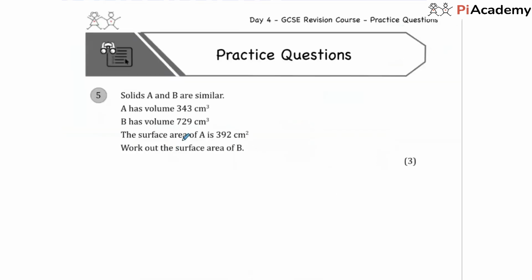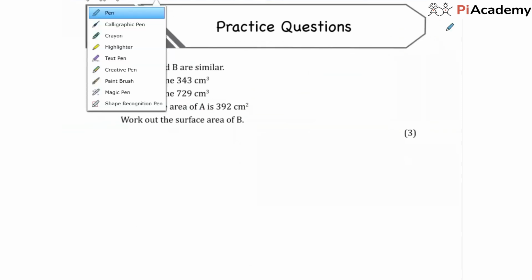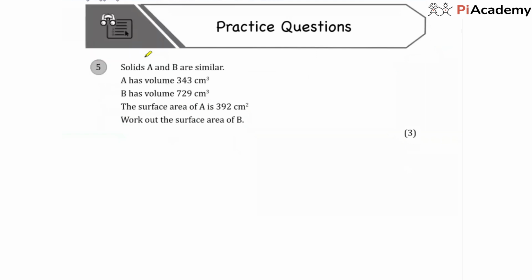Now, let's come to this question. Here you go. Can you read this? One of you, maybe Arushan, can you read this? Solids A and B are similar. A has a volume of 343 centimeters cubed. B has a volume of 729 centimeters cubed. The surface area of A is 392 centimeters squared. Work out the surface area of B. Yes. Good. Go ahead. Try this. I finished, sir. Good.